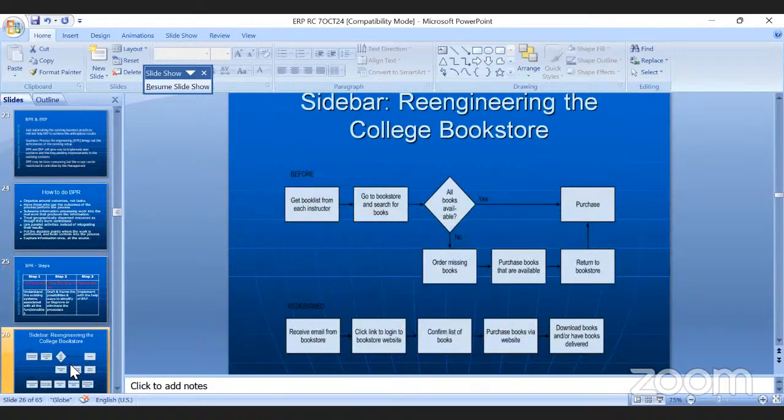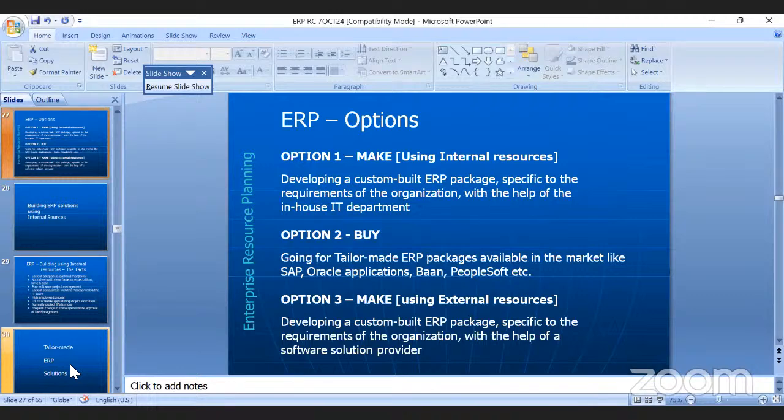So that can happen. You can make, you can buy, you can make using external resources. First one is make with the IT team internally, or buy the software available. There is ready software like SAP, Oracle, BAAN, PeopleSoft. These are the ERP software available in the market.